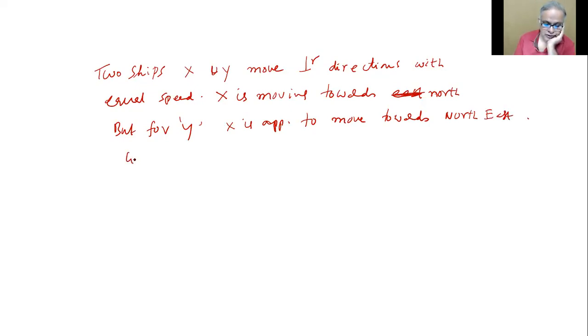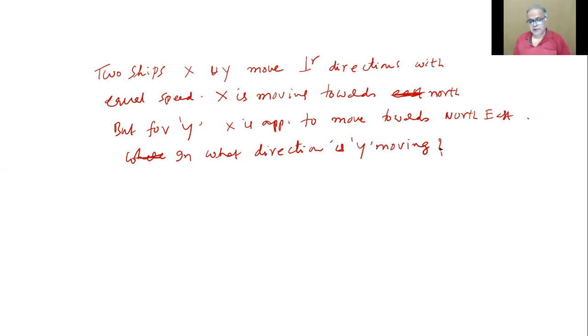So where is X moving? Sorry. In what direction is Y moving? I don't want you to jump to an answer without thinking. Just think about that carefully. In what direction is Y moving? Instead of jumping to an answer without thought, because there are only two answers possible there. See how we apply the idea of vector difference to the relative velocity.